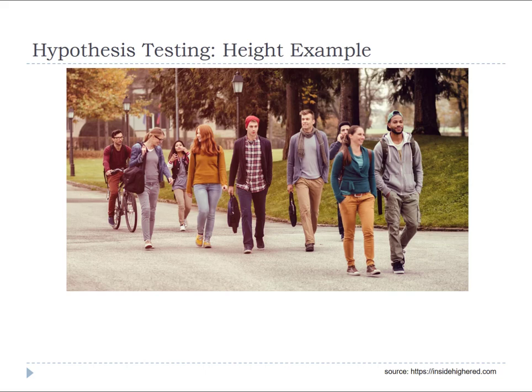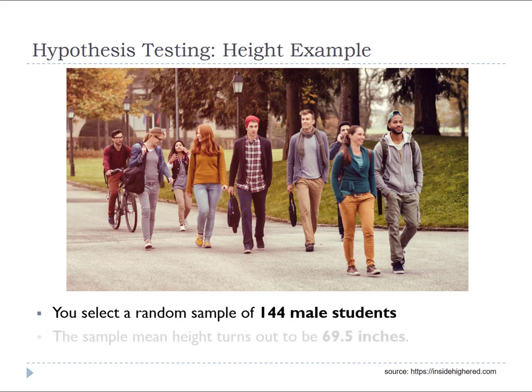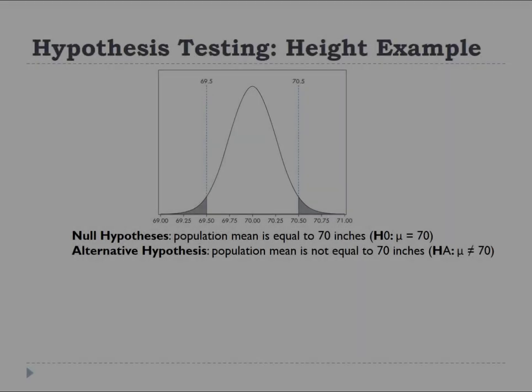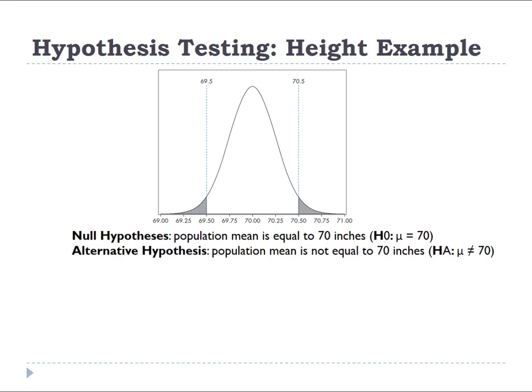Let's return to the height example from an earlier tutorial. Let's say you want to estimate the population mean height of male students at your college. You decide to select a random sample of 144 male students and measure their heights. The sample mean height you calculate from your data turns out to be 69.5 inches. As mentioned previously, according to the top Google search result, the currently accepted mean height of young men in the United States is equal to 70 inches.